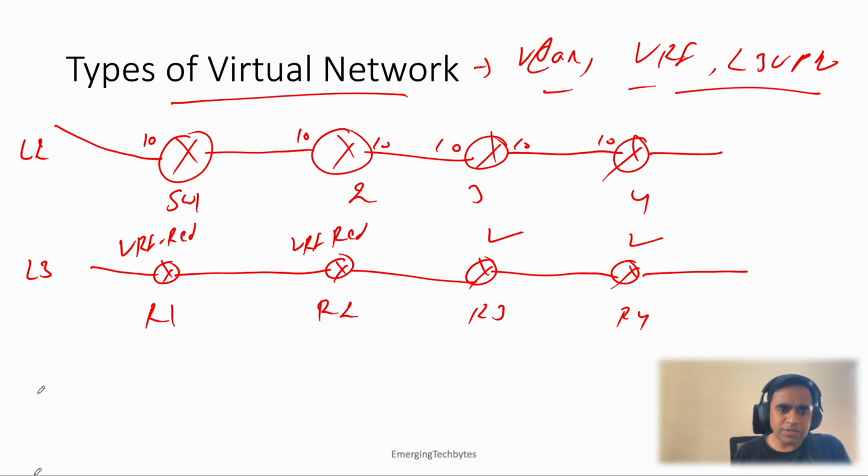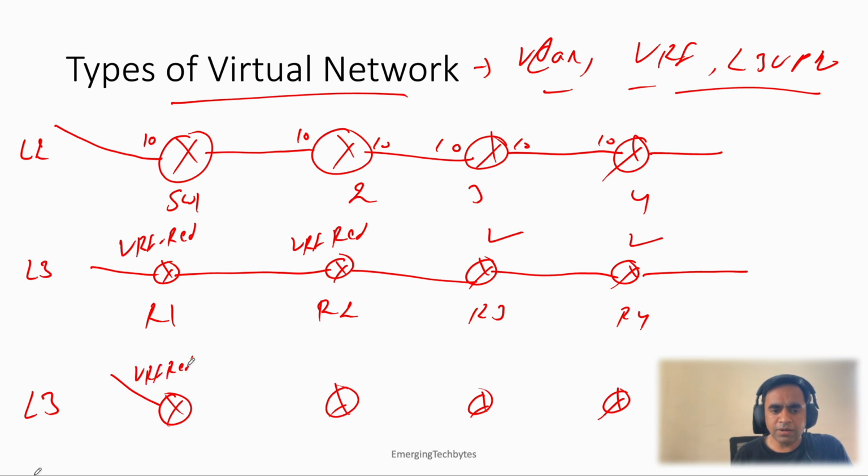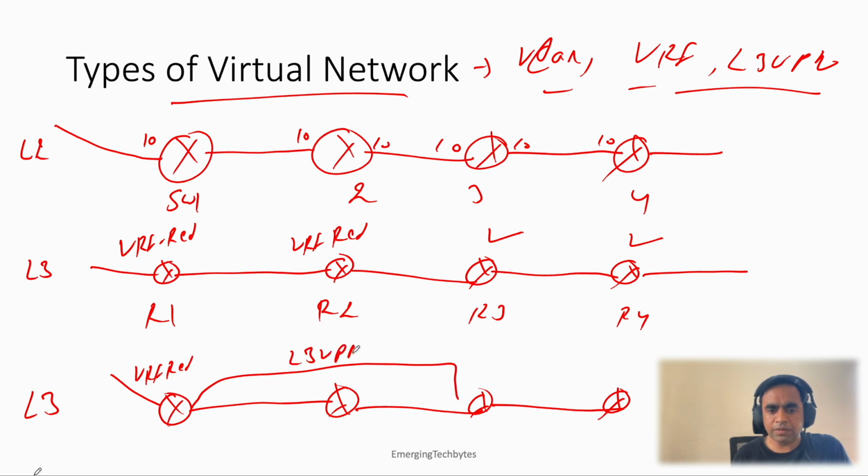Now let's come to another example where we again want to segregate a layer 3 network only, but this time, with the same setup of routers, we are using something else. So I'm configuring VRF red here, but here this is L3 VPN. This way I need to configure VRF red only at the edges, and I can have communication between node 1 and node 4. This is how your L3 VPN works. This is how your VRF Lite works. This is how your VLANs work, right?